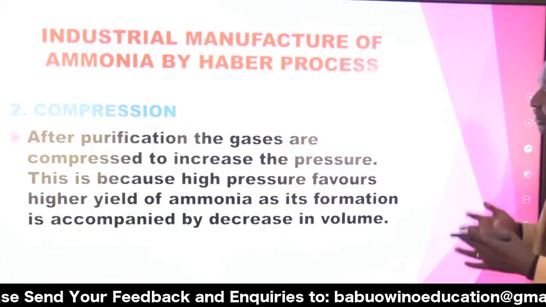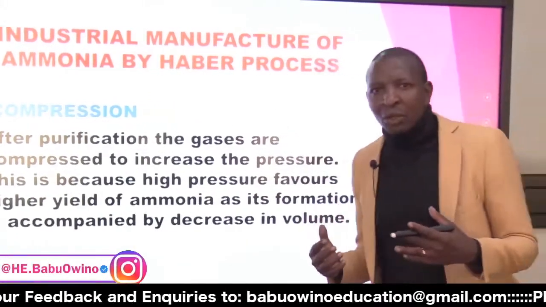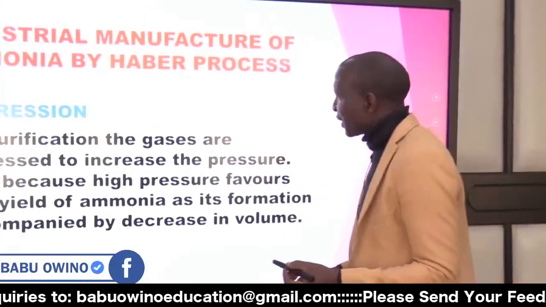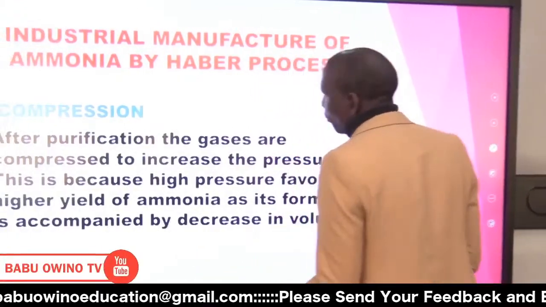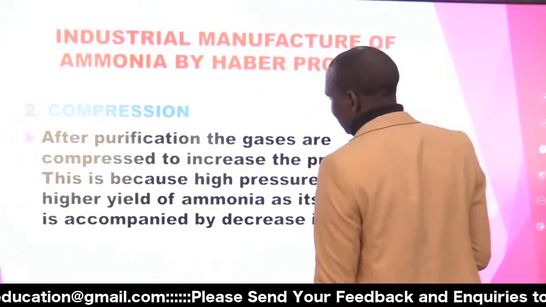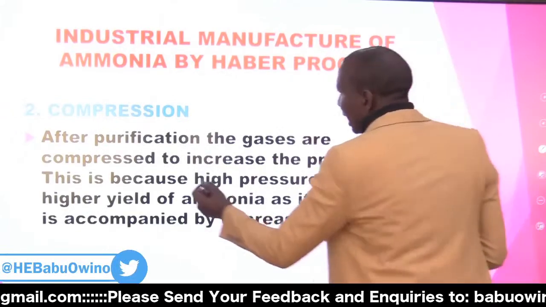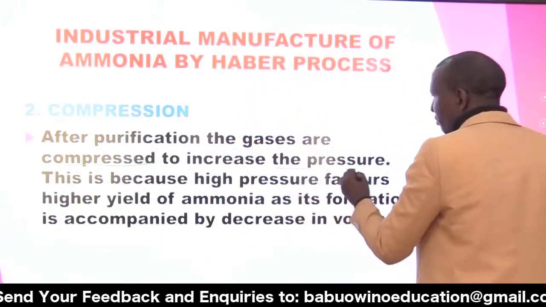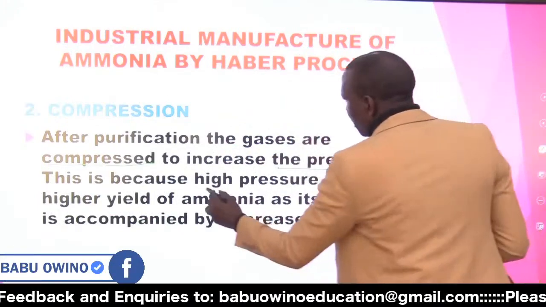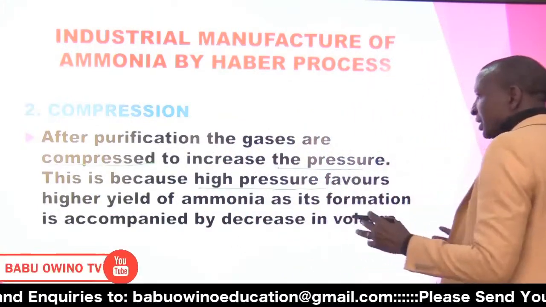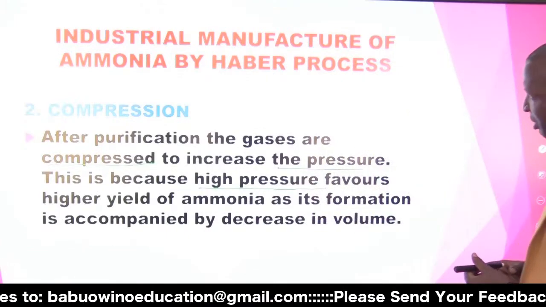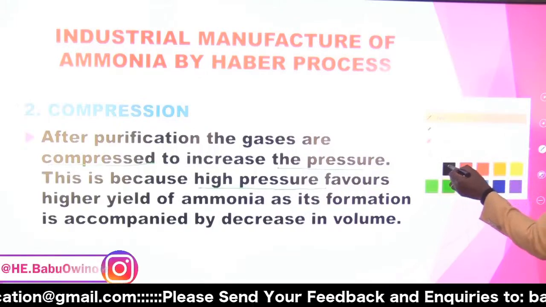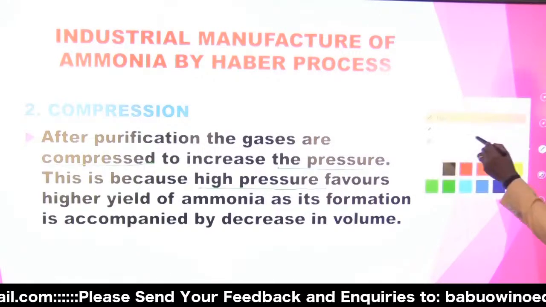So we continue. Step number 2 is the compressor, that is the compression. After purification, now we have the pure gases. The purified gases are compressed to increase the pressure. This is because high pressure favors higher yield of ammonia.